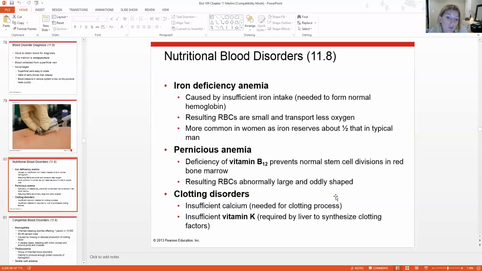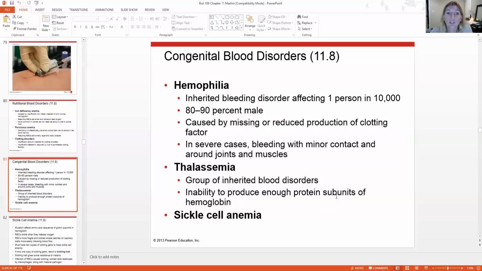Finally, there's clotting disorders. Typically, clotting disorders can be related to insufficient calcium or insufficient vitamin K. Both calcium and vitamin K play important roles in the clotting process. They act as those kind of clotting factors. You also have hemophilia. This is a congenital blood disorder. So this is not something that can be caused by improper nutrition. This is an inherited blood disorder.